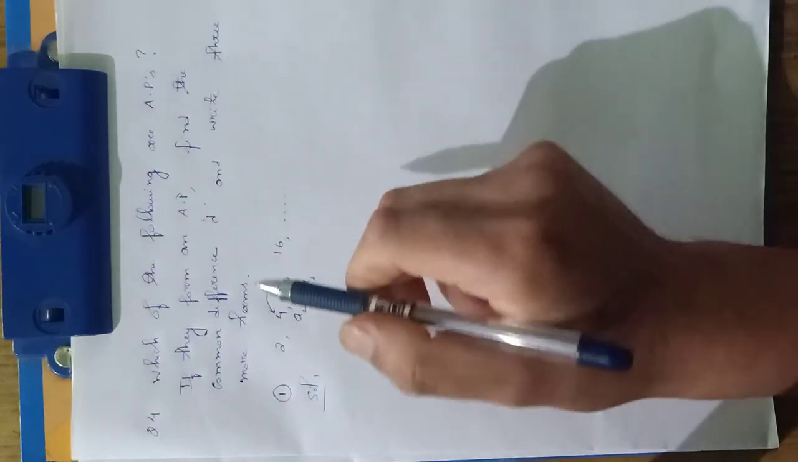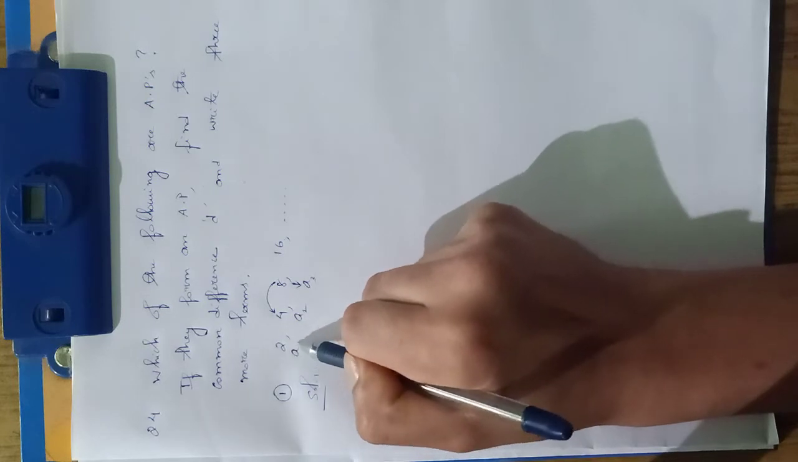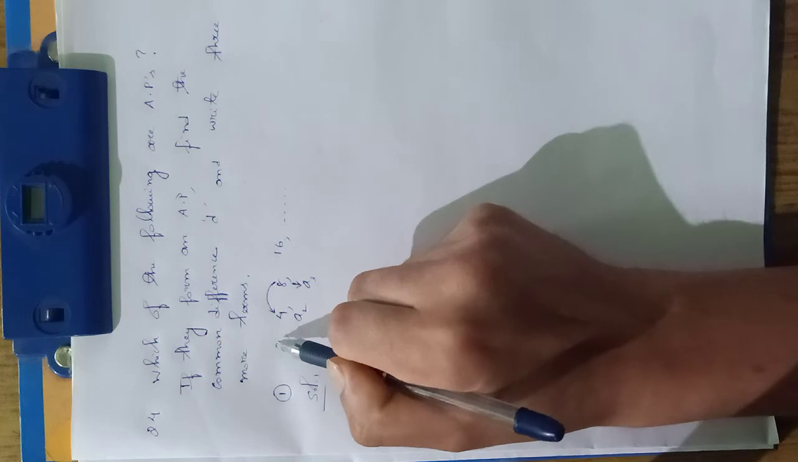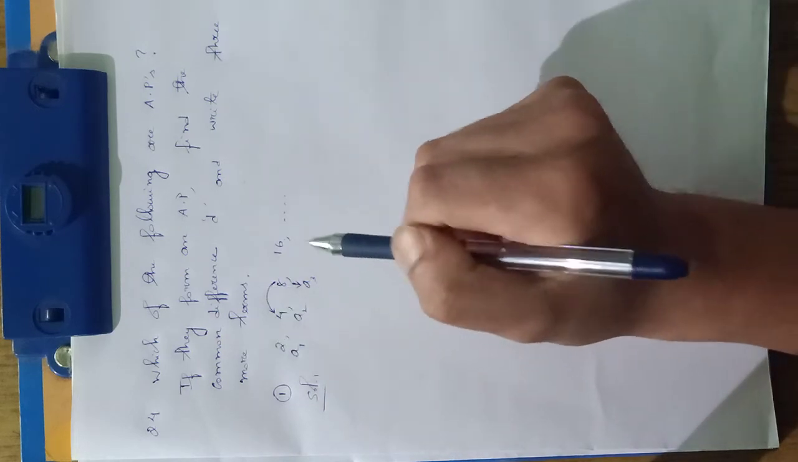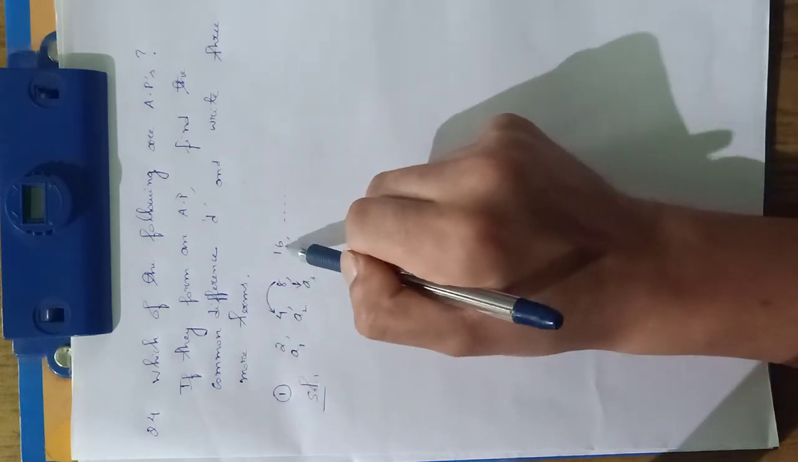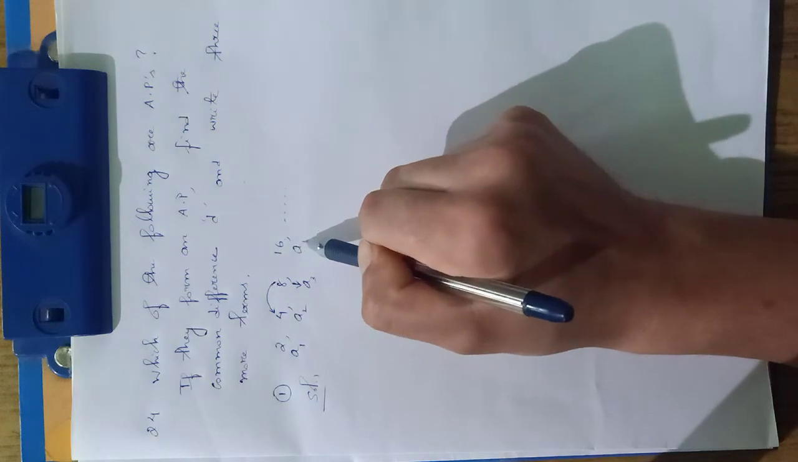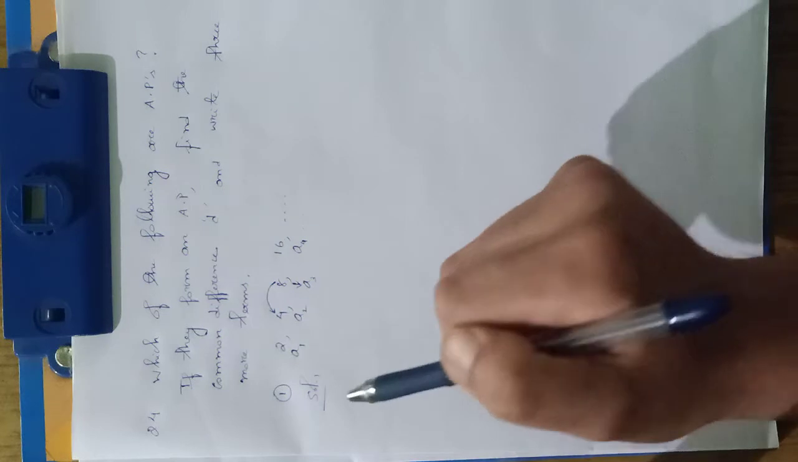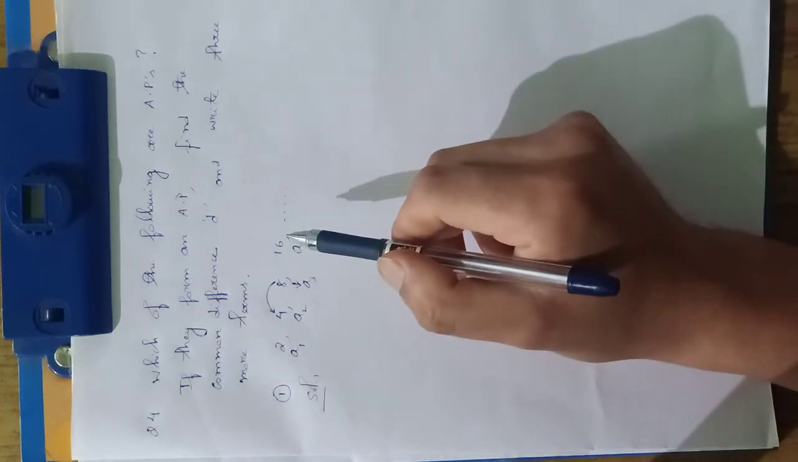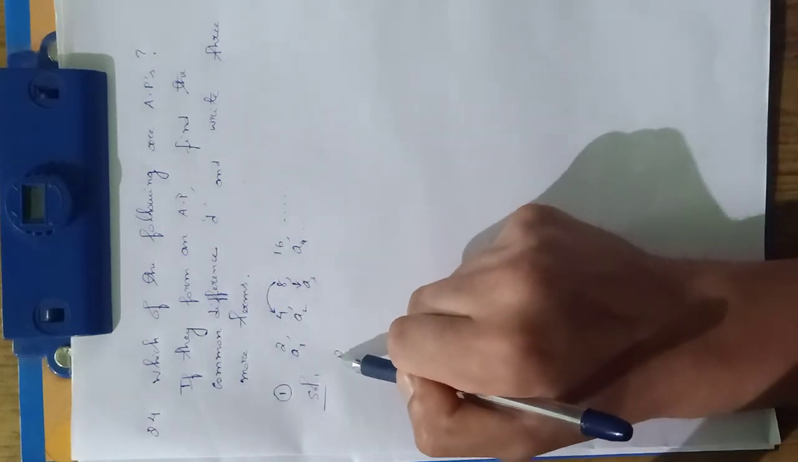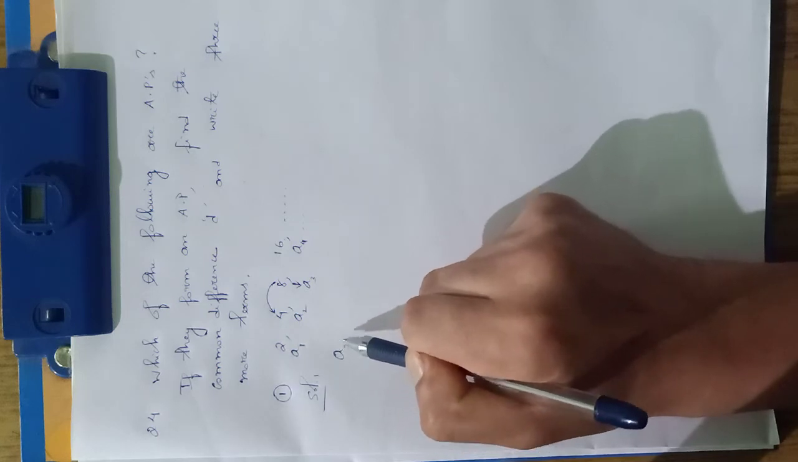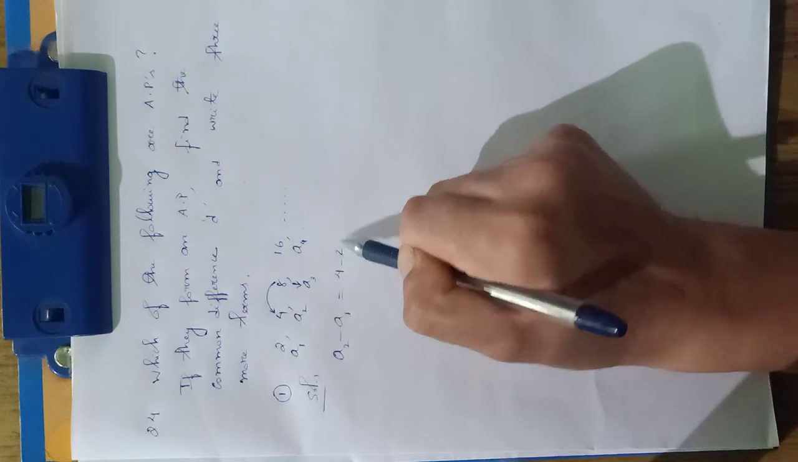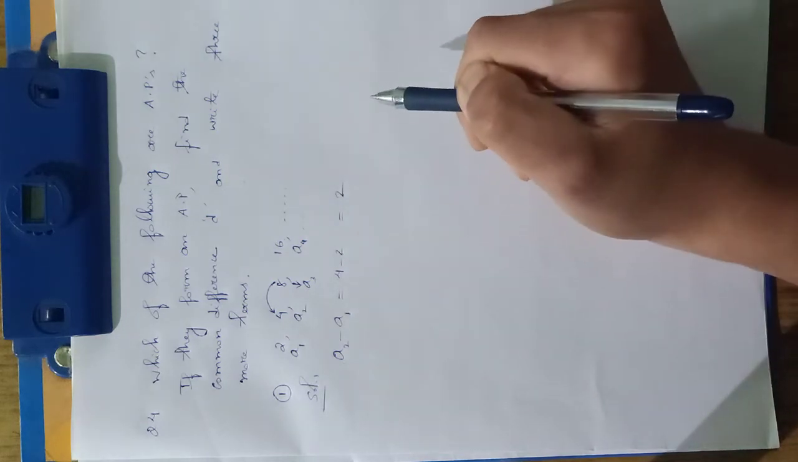Now let's check. Here your first term, suppose A or A1, the first term of the series is 2, the second term of the series is 4, the third term is 8, the fourth term is 16, and so on. Now let's check the difference between each of these consecutive terms. If I choose the second term, then I have to subtract its preceding term. It is 4 minus 2, which gives you 2.